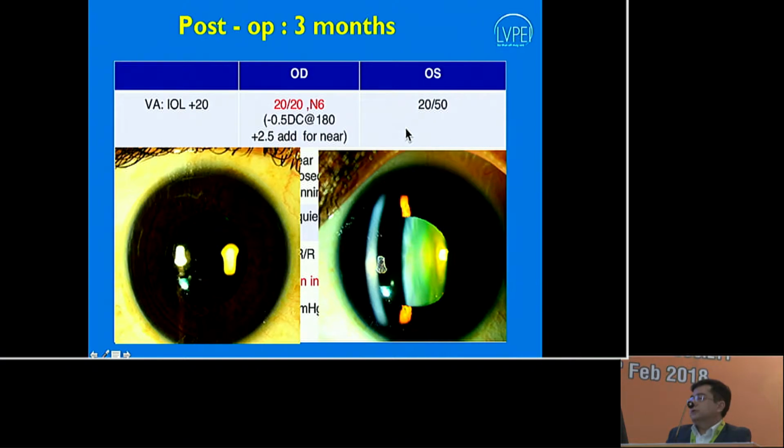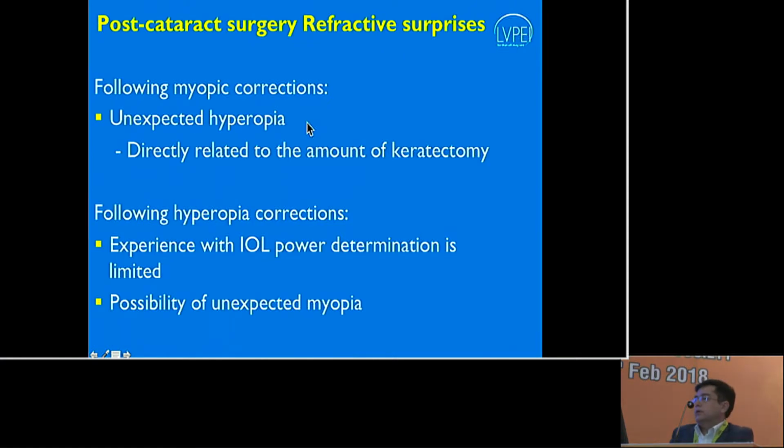This particular patient, after 3 months, had a refractive error of just about minus 0.5 cylinder, with the vision correcting to 20/20. Now we are planning for the other eye cataract surgery also. So why is there this difference between what we get in the routine IOL calculator and calculations versus the post-refractive surgery surprises? Why do we get that?